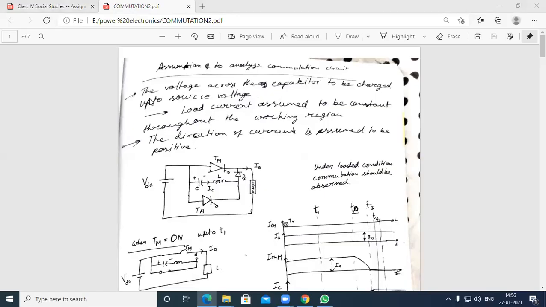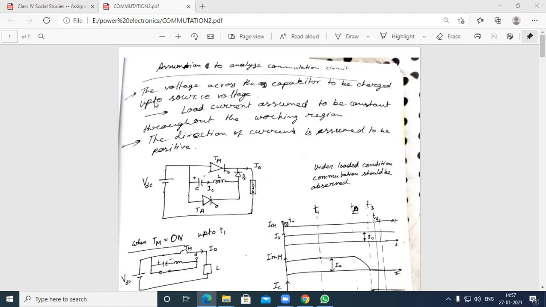In this case, we have to assume three things. One is how to commutate it. How to commutate it means the voltage which is applied across the capacitor should be up to the source voltage. The voltage across the capacitor should be charged up to the source voltage. That is, an equal amount of source voltage must be applied, then only the circuit turn off is possible.